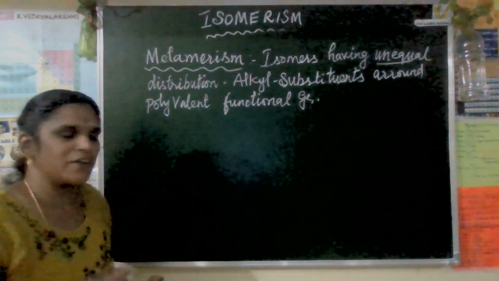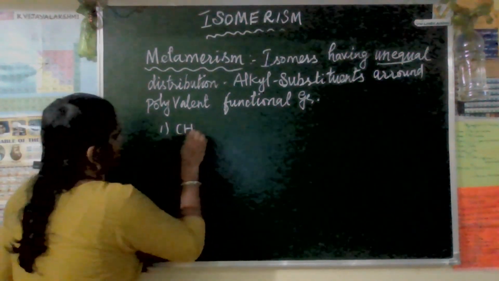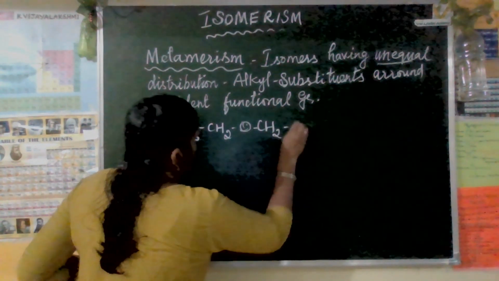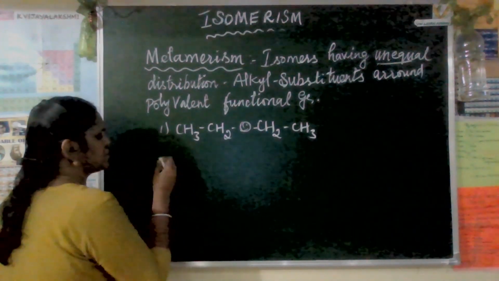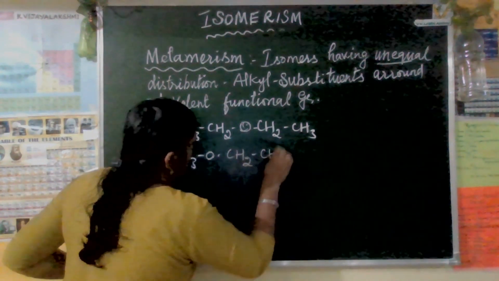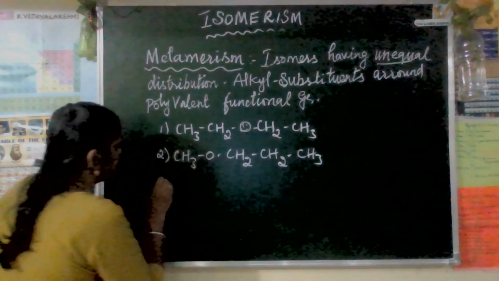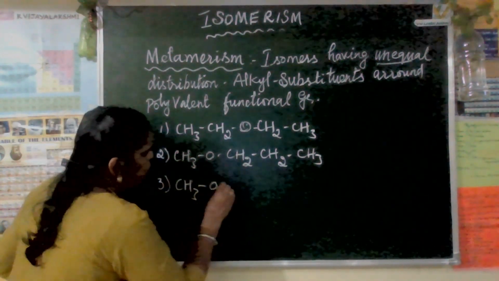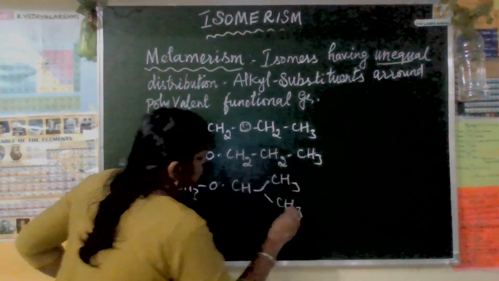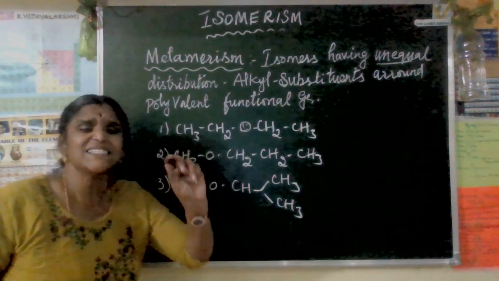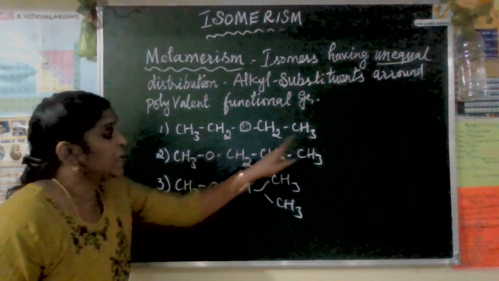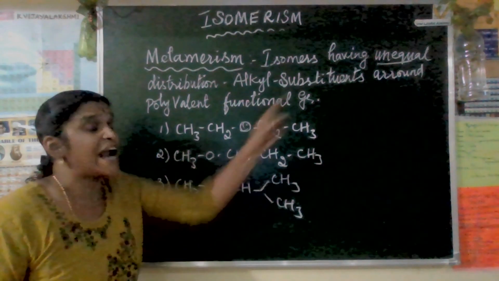Okay. Now let us go for the example. You will come to know the first one: CH3, CH2, O, CH2, CH3. Same molecular formula, different structural formula. Here CH3, O, CH2, CH2, CH3. Now the third one, CH3, O, CH, CH3, here CH3. There is a slight minor difference. The functional group position is fixed. Only the alkyl groups vary, unequal distribution.